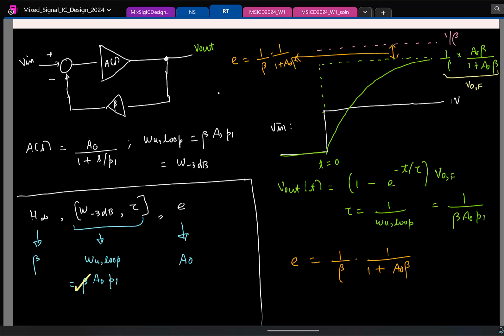Great. So now we have done with the first order case. So let's move on to what happens if the amplifier has two poles. Let's say A of S is A0 by 1 plus S by P1 into 1 plus S by P2, and if the feedback factor is beta, my loop gain is going to be beta times this.